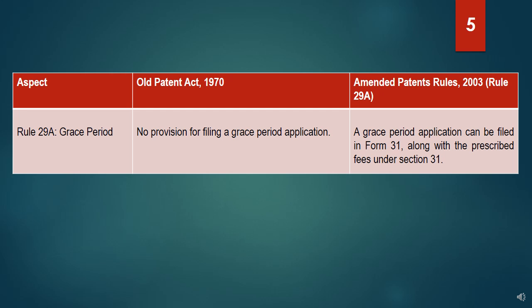Summary of this amendment. New Rule 29A introduces a clear procedure for claiming the grace period provided under Section 31 by requiring applicants to file Form number 31 and pay the applicable fees. This amendment simplifies the process, making it easier for applicants to protect their inventions from certain disclosures that would otherwise impact their patent application.